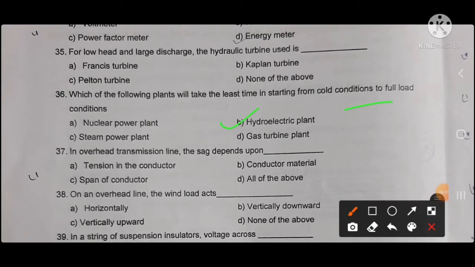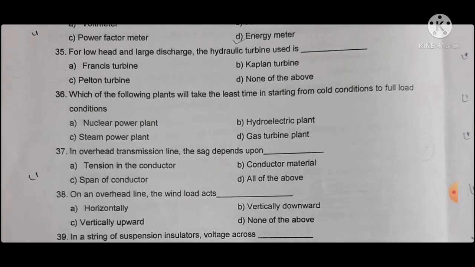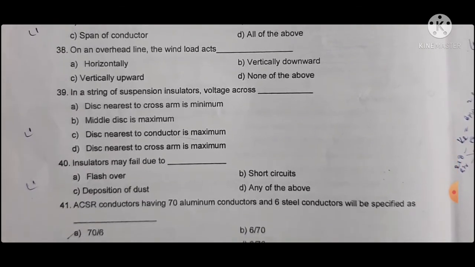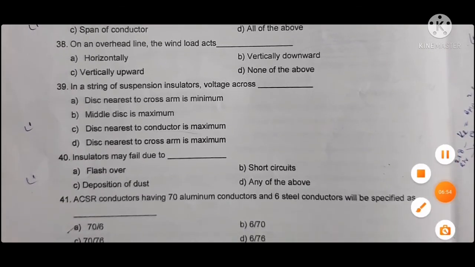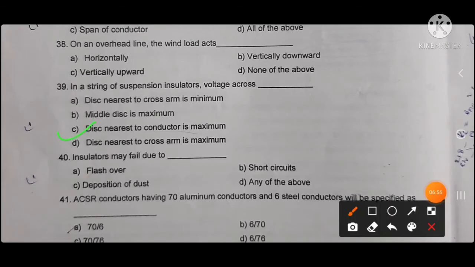In an overhead transmission line, sag depends upon all of these, because all of you know that wl square upon 8T is the sag formula. T is for tension, w is the weight of the conductor, and l is the length. Next, in an overhead line, the wind acts horizontally. In a string of suspension insulators, the voltage across the disc nearest to the conductor is maximum. The insulator may fall due to flashover.